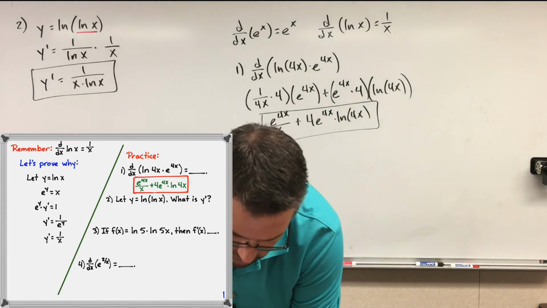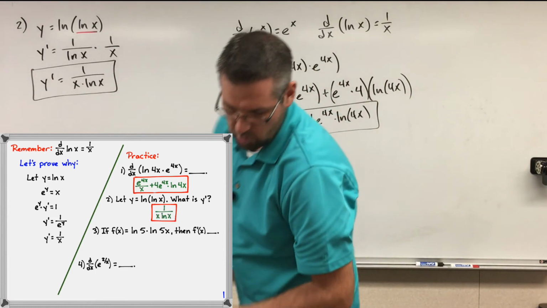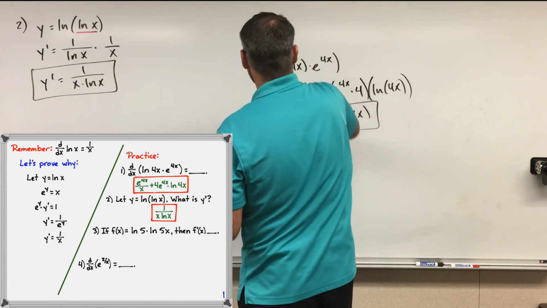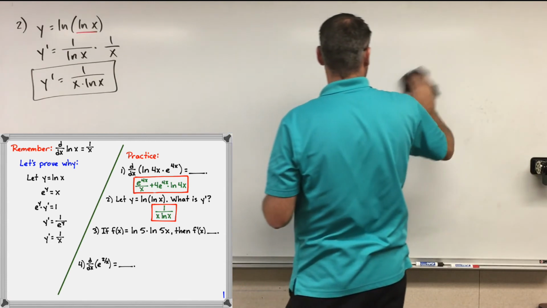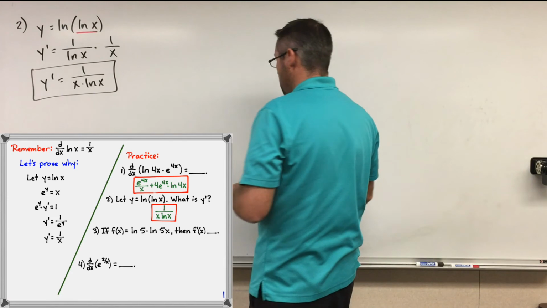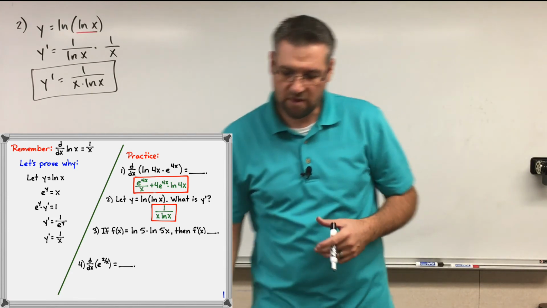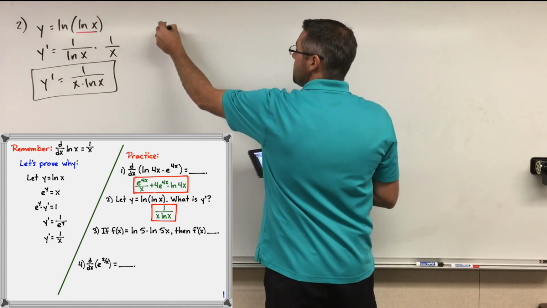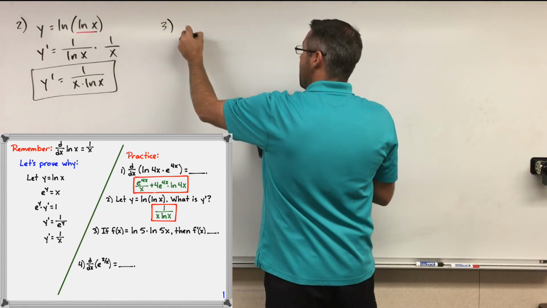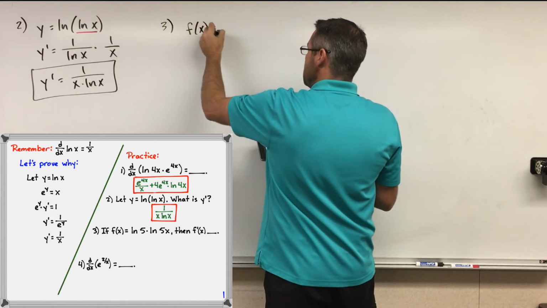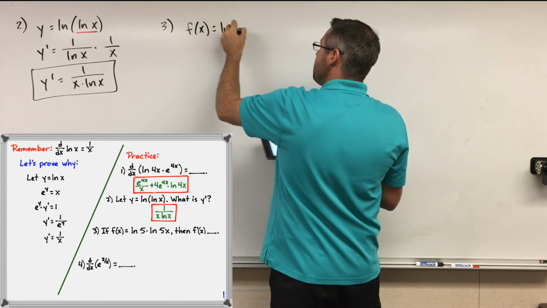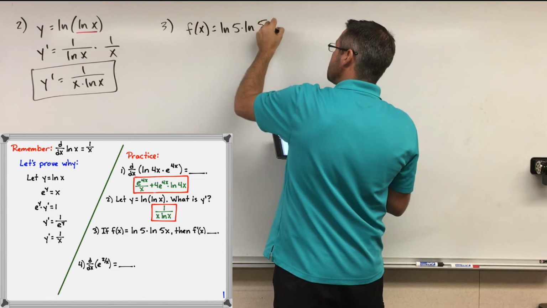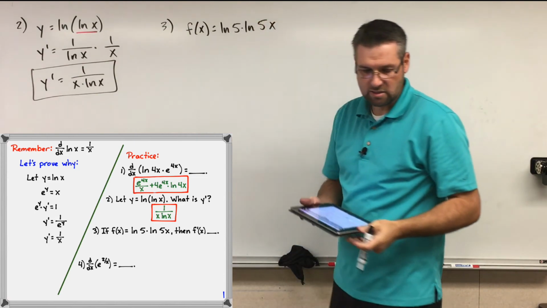And number 3. Number 3 is going to get some students. It happens every year because they're not thinking about what a constant is, what a variable is, and what a function is. Okay? So for number 3, it says that f of x is equal to the natural log of 5 times the natural log of 5x. What is f prime of x?